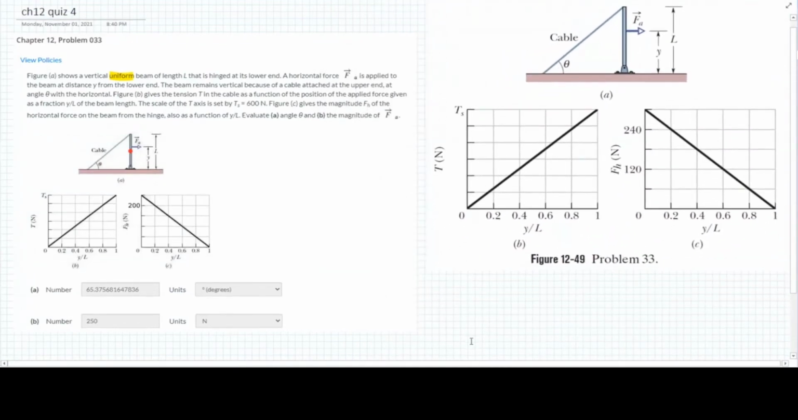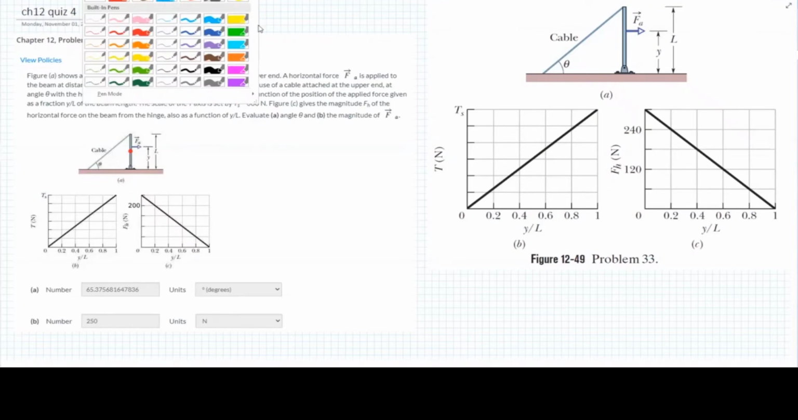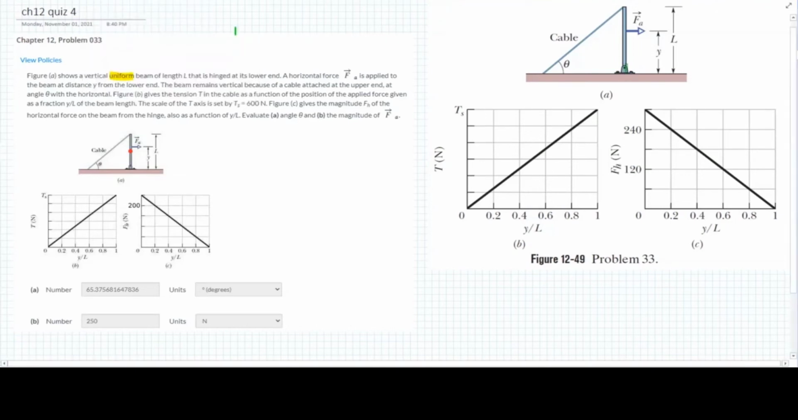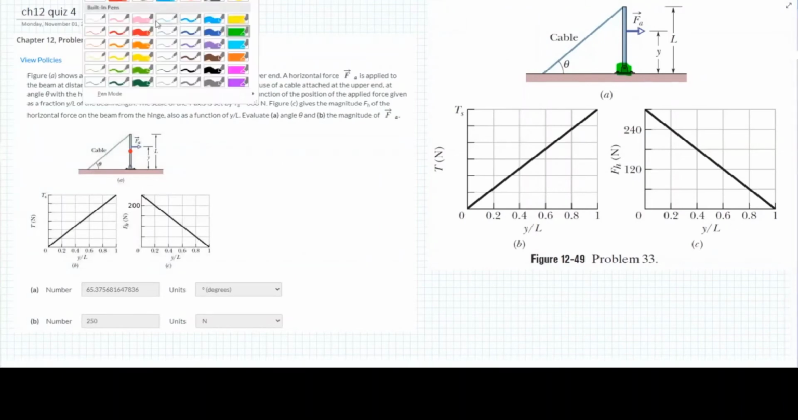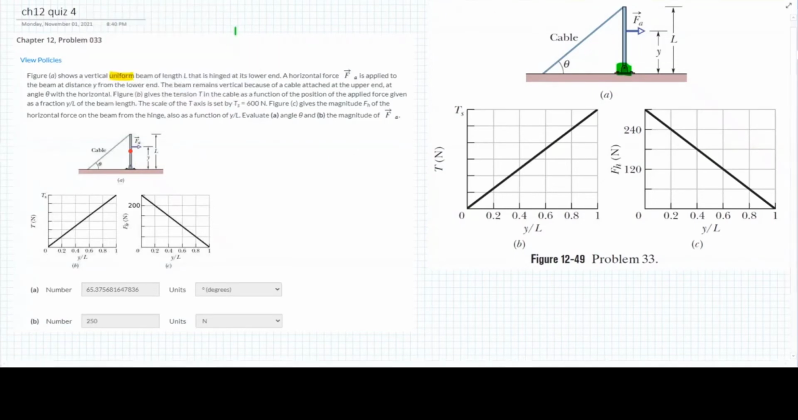Okay. So a vertical uniform beam is hinged, and this is a very key term. A hinge is a special element in the world of engineering in general. You saw the hinge element in interactive physics. So here's the hinge. This hinge does two things. This hinge actually provides a horizontal force to prevent this beam from moving horizontally.